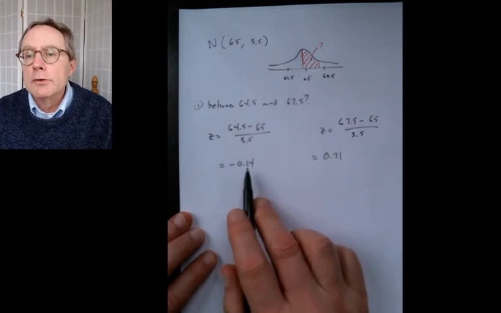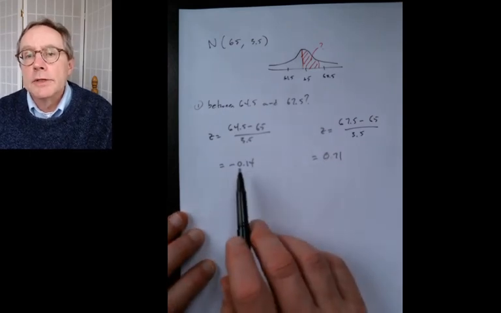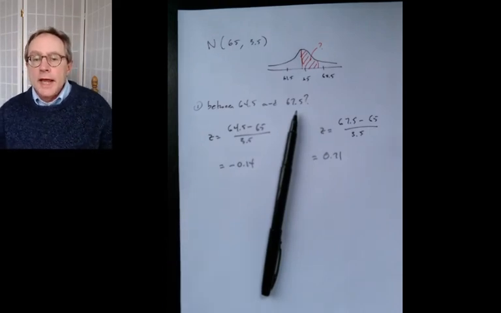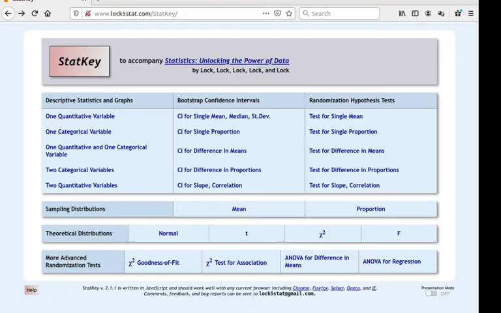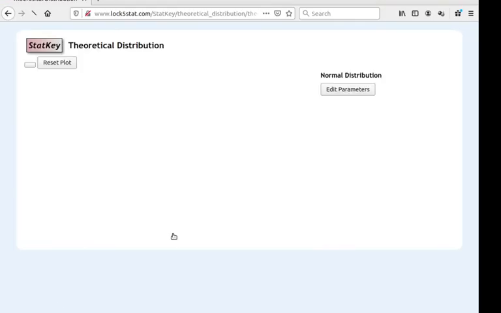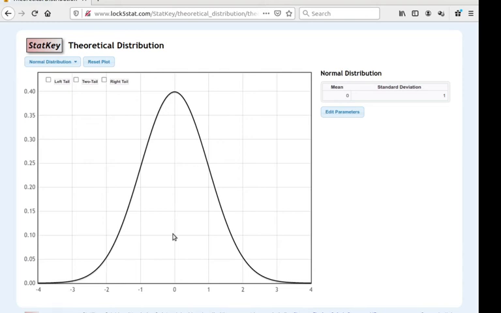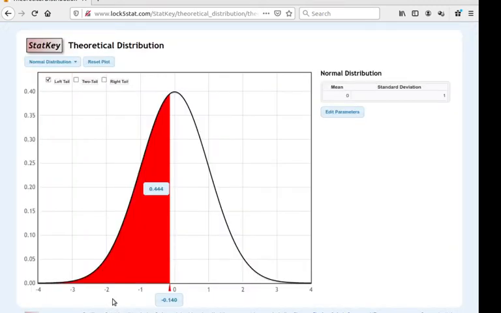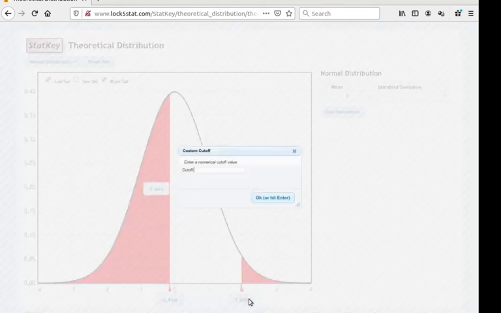Now what I'll do with those two z's is enter them into a standard normal curve. So I'm going to pop up Stackey with a standard normal curve, that is, a mean of 0 and a standard deviation of 1, which is the way it comes up when you just hit the on button. So I'll ask it about minus 0.14 for the left-hand side, and the right-hand side was positive 0.71.